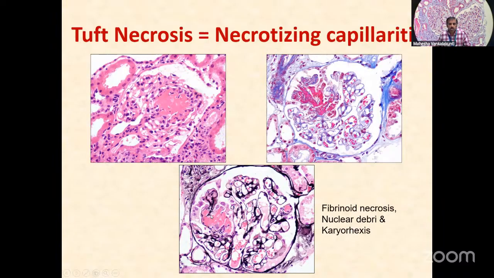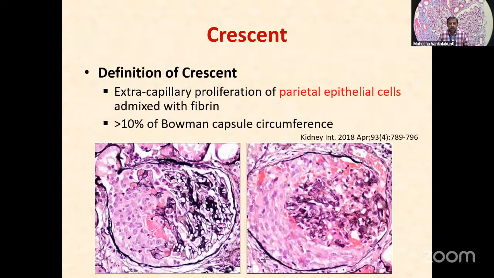In the silver stain, you would also appreciate that there is the break of these capillary walls in this tuft, and apart from the fibrinoid necrosis, having these nuclear debris amidst this fibrinoid degeneration. So following this destruction, there is a proliferation of this parietal epithelium, which is lining this Bowman's capsule to form a crescent that could be partial in nature or circumferential, as you see on your right hand side.